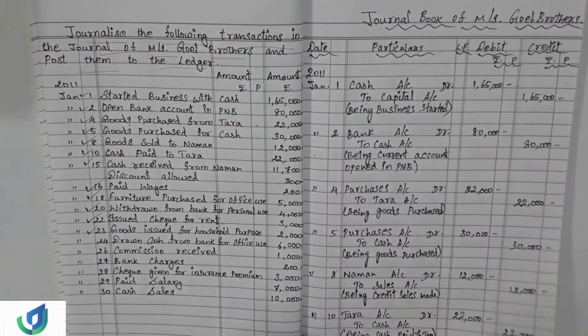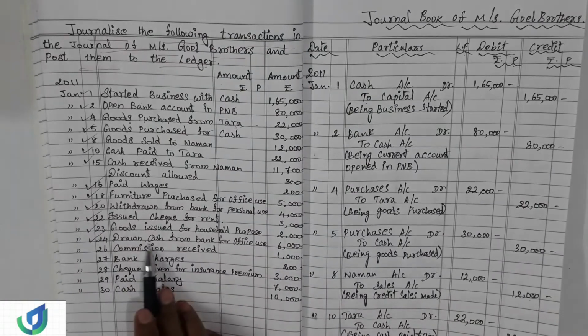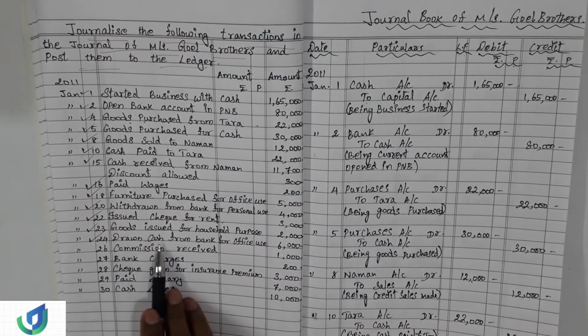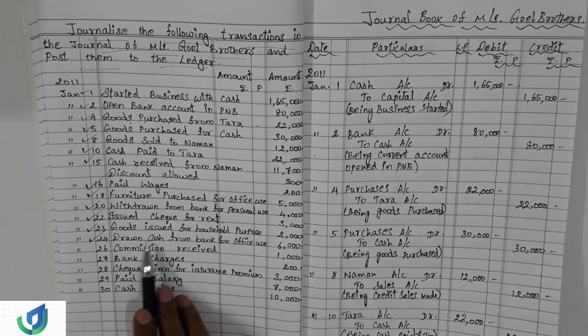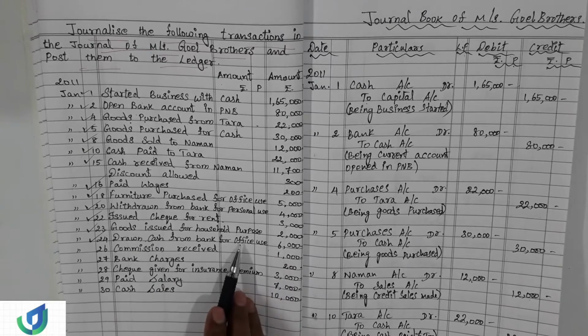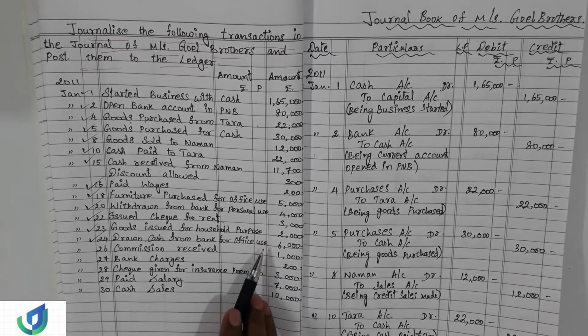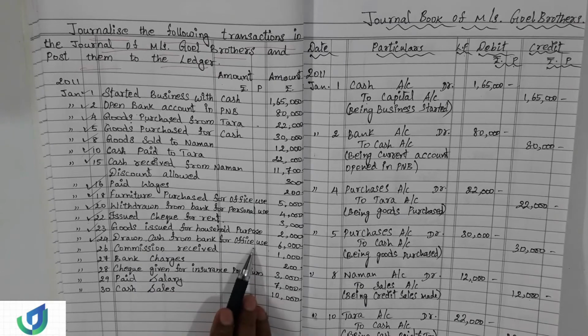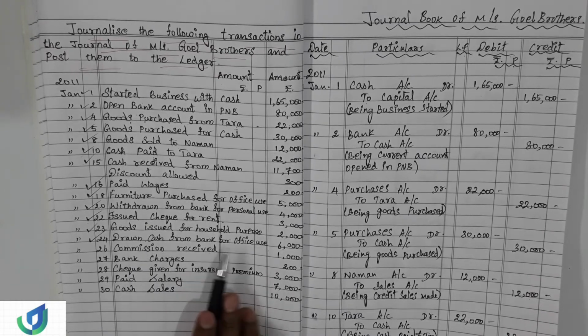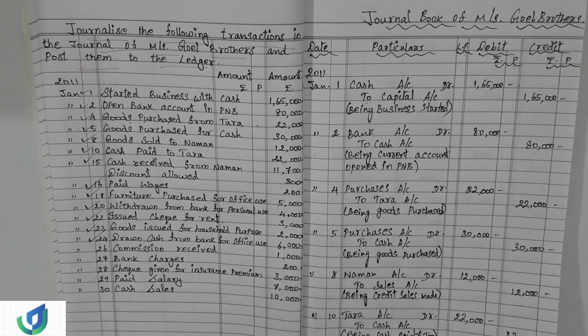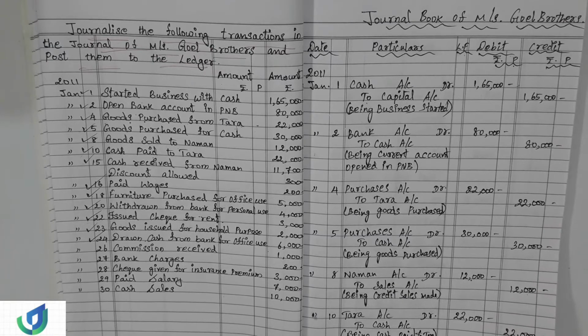And moving on to the next transaction, drawn cash from bank for office use. So it is office use only. Seeing the word drawn, we should not write drawings. We should always check whether it is for personal use or office use. So it is office use only, so we should not write drawings. If you withdraw amount from the bank, what will be coming? Cash only will be coming. Cash will be coming to the business.